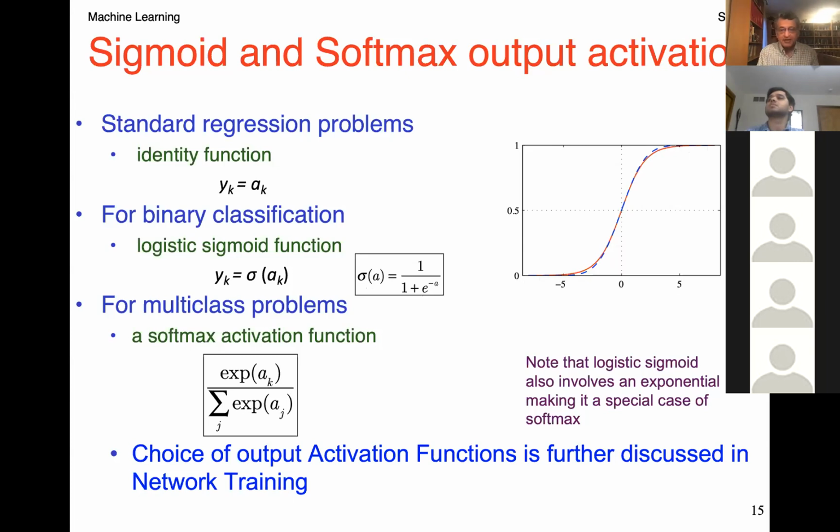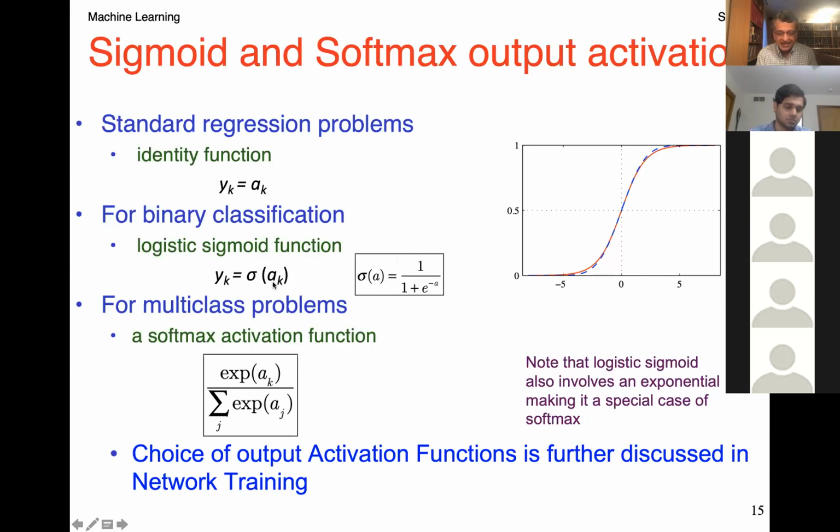It takes any input a. If it's a very big input, the output is 1. If it's a negative value, the output is 0. Somewhere in between, it has a smooth transition like that. Softmax, as I said, is a generalization of this. You've got several of these sigmoids which are generalized.